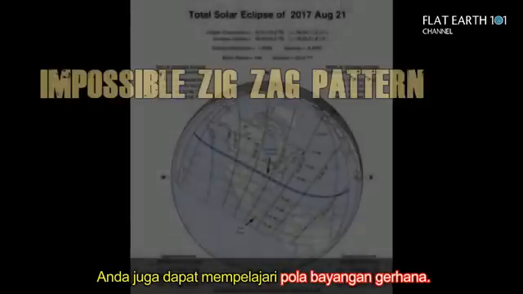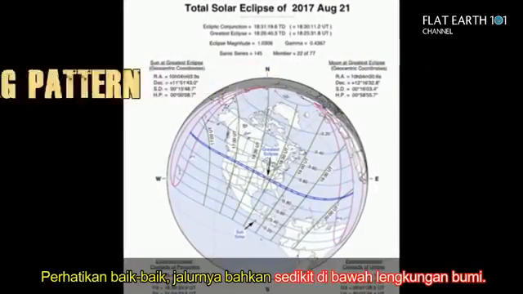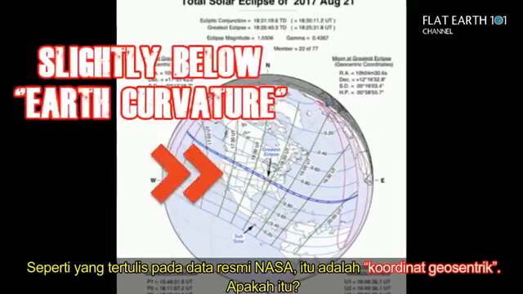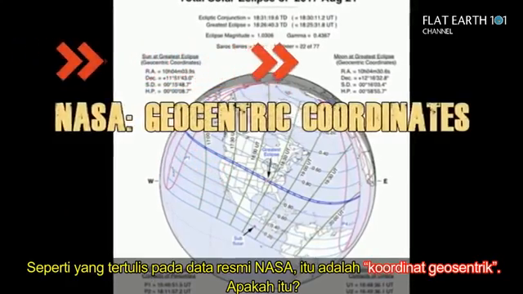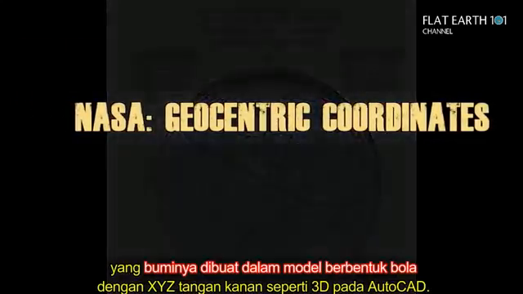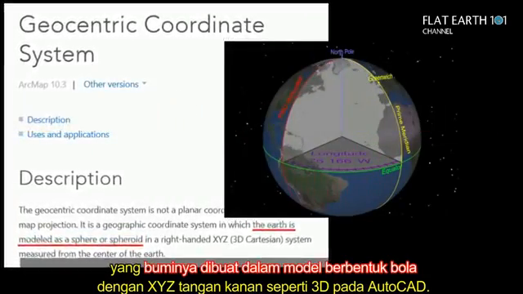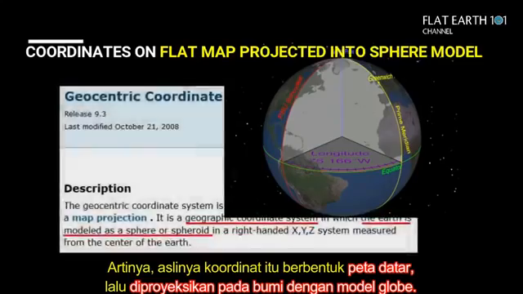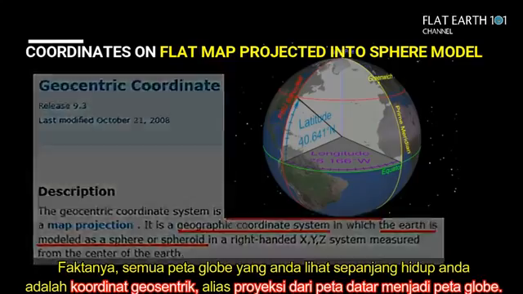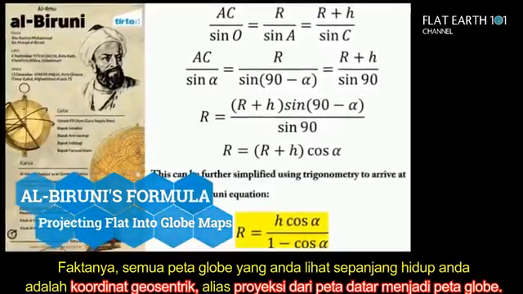You can also study the eclipse pattern. How can the Earth, the Sun, and the Moon create such a zigzag pattern? Look carefully. The path even goes slightly below Earth curvature. As NASA wrote in its official data, it is a geocentric coordinate. What does it mean? Geocentric coordinate is a geographic coordinate system in which the Earth is modeled as a sphere or spheroid in right-handed XYZ like 3D in AutoCAD. That means originally the coordinate is in a flat map, then projected onto the Earth globe model. In fact, all globe maps that you've seen in your entire life are a geocentric coordinate, or a projection from a flat map to a globe map.